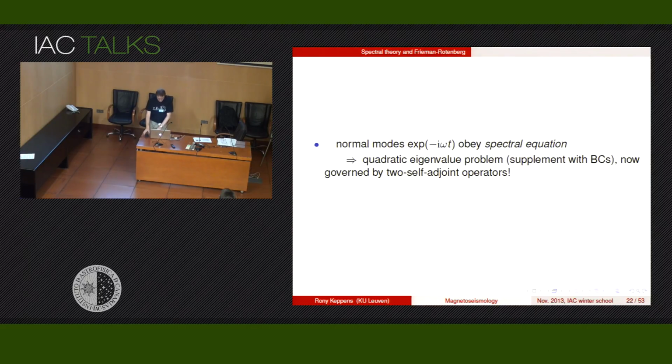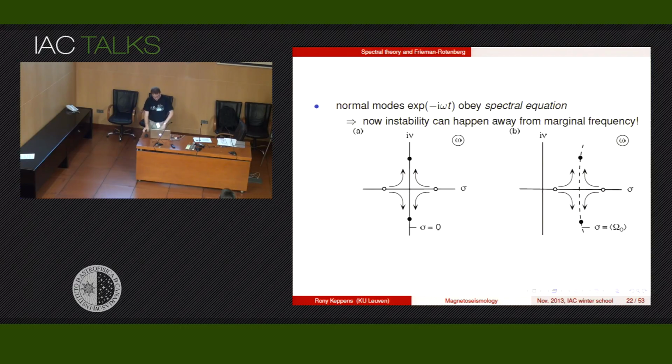But still, these normal modes obey the spectral equation, which I have just formulated. And it's now a quadratic eigenvalue problem supplemented with boundary conditions, governed by two self-adjoint operators. Okay? That's in a nutshell. So this is what I'm trying to say: before, you had here the complex frequency plane, and all the stable waves, the P modes, the G modes, except perhaps the Rayleigh-Taylor instabilities, would all lie here on the stable frequency axis, and you would have one route to instability through the origin.